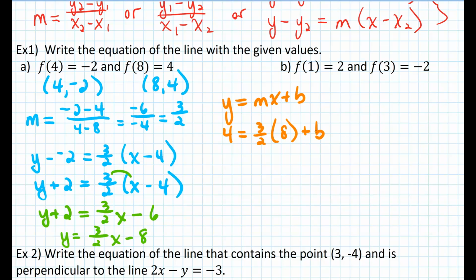All right. In the end, we solve for b. We get 4 is equal to 12 plus b. So what does b equal? -8. -8. So did we get to the same place? Yes. Again, we had to do some solving here, so again, you're running the risk of possibly making an arithmetic error.